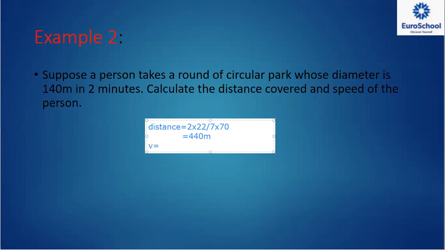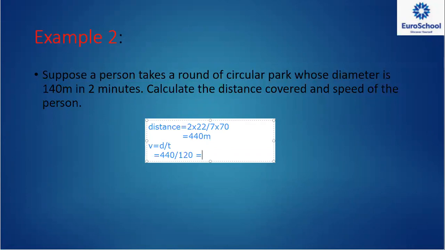We know that velocity is equal to distance by time. When you want to calculate the velocity and you already know the distance, 440 meters, divided by what is the time? 2 minutes. Can we take 2 minutes? No, because minutes is not the SI unit of time. We have to convert minutes into seconds. So 1 minute is 60 seconds. So 2 minutes comes to be 120 seconds. So 440 divided by 120.